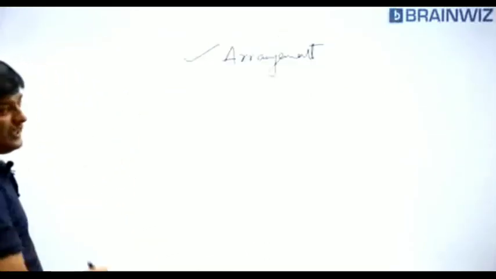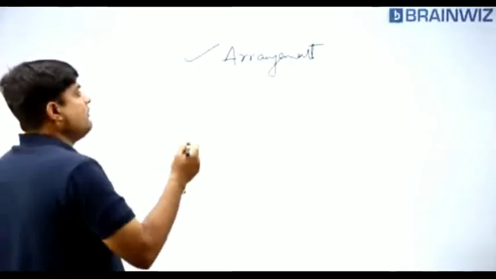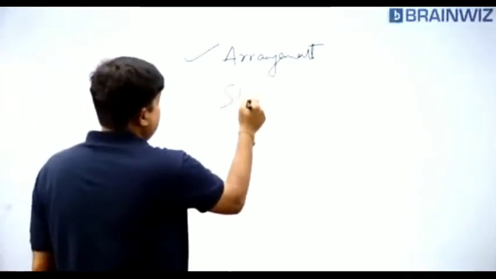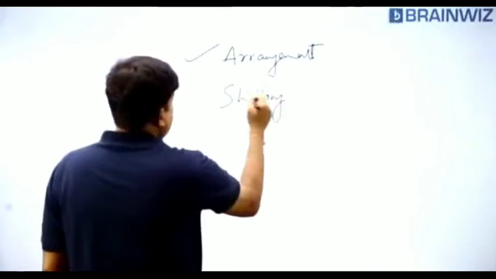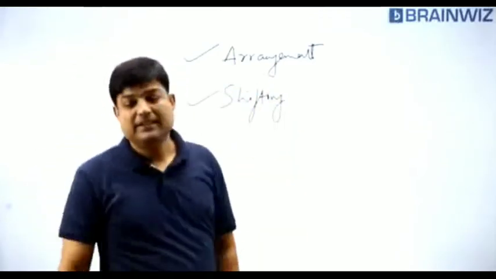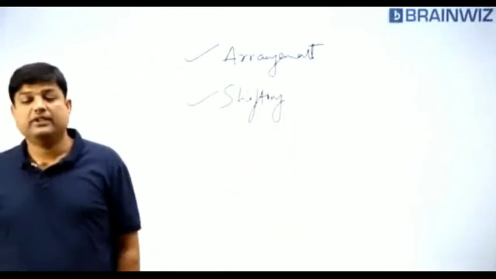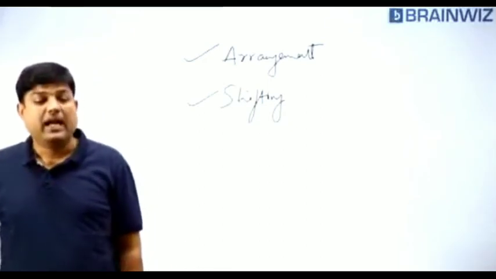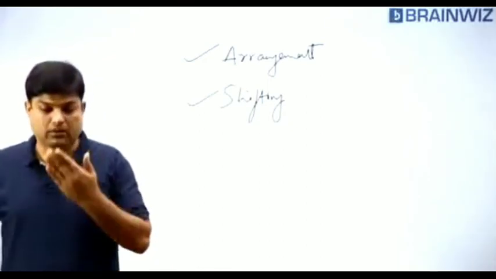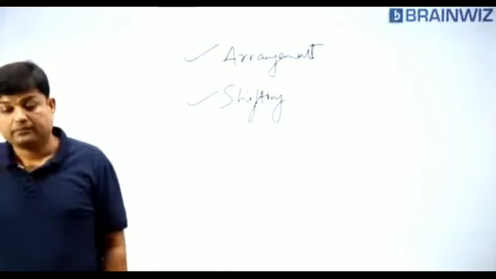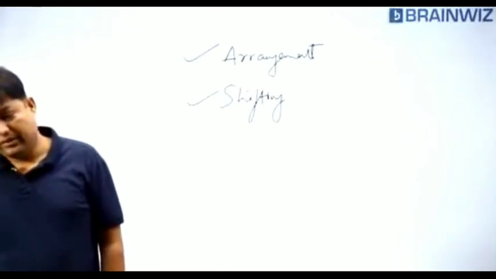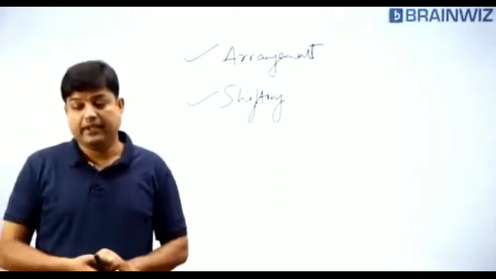If you are finding the same letters, then you call it the arrangement model. Sometimes you will not find the same letters. Then we say that it is the shifting model. What model do we call it? Shifting. So we should have knowledge of all these things: the arrangement model and the shifting model. Good. Now let's see on the board.